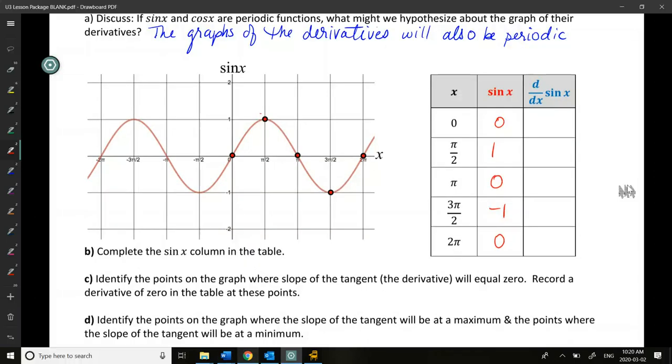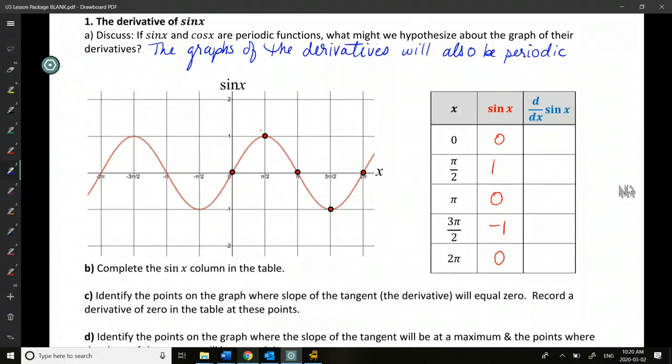Can somebody tell me the points on the graph of sine x where the tangent will equal 0? Okay, pi over 2 is one of them. 3 pi over 2, and if we went into the negatives here, we would see negative 3 pi over 2 and negative pi over 2. And if we continued the pattern, the next one would be 5 pi over 2, and then 7 pi over 2, and so on. So it's odd multiples of pi over 2.